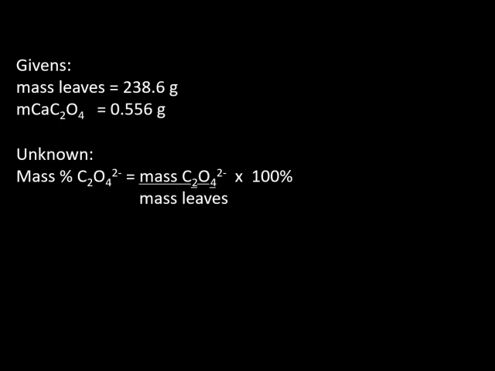All right, so writing it out so that we can understand what's happening. We have the mass of the leaves. We have the mass of calcium oxalate. What we want to know is the mass percent of oxalate ions, just the oxalate ions. Normally there would be some soluble cation that goes with it, but they're the ones that we're dealing with. So we're going to ignore the cation and deal with just the oxalate ions. So we need the mass of oxalate ions over the mass of the leaves times 100%.